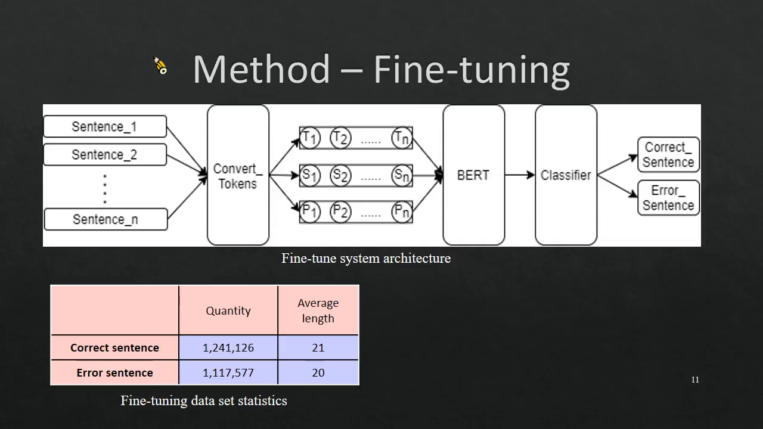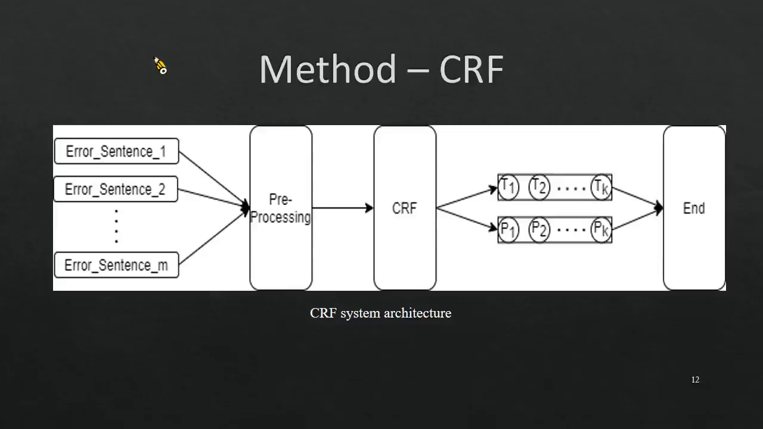This is our system architecture. We use sentences from these 2 training datasets to fine-tune the BERT classification model, and use BERT as the classifier to predict whether a sentence is correct or an error sentence. Our second round is the CRF-only system. In this case, we use CRF as the classifier to identify the error type and the error position.